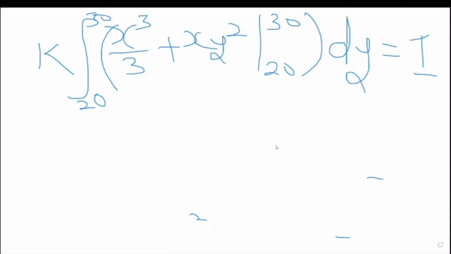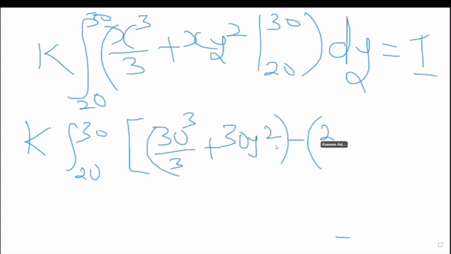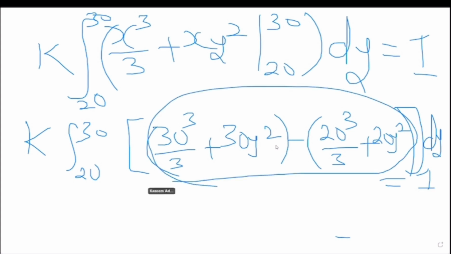What I'm going to do now is plug in 30 in place of x. Don't forget, initially I integrated with respect to x. So I'm going to have 30 raised to power 3 divided by 3, plus 30y squared, minus 20 cubed over 3 plus 20y squared, and when I'm done, dy equals 1. All I'm going to do now is simplify that. You can see why I said knowledge of integrals and algebra is also required.